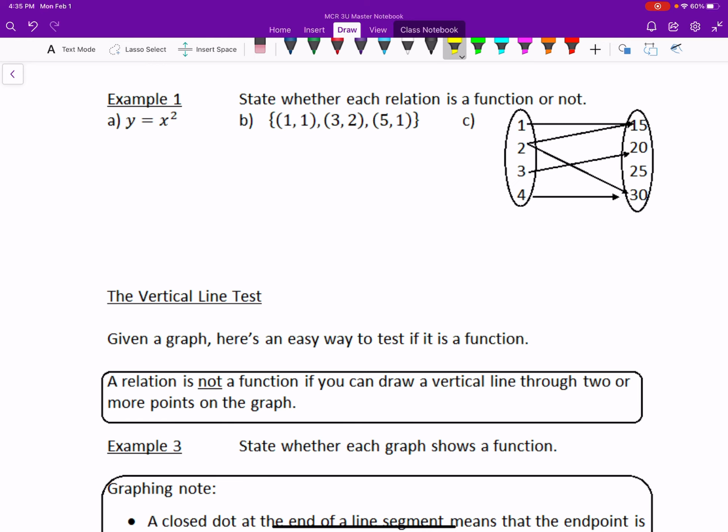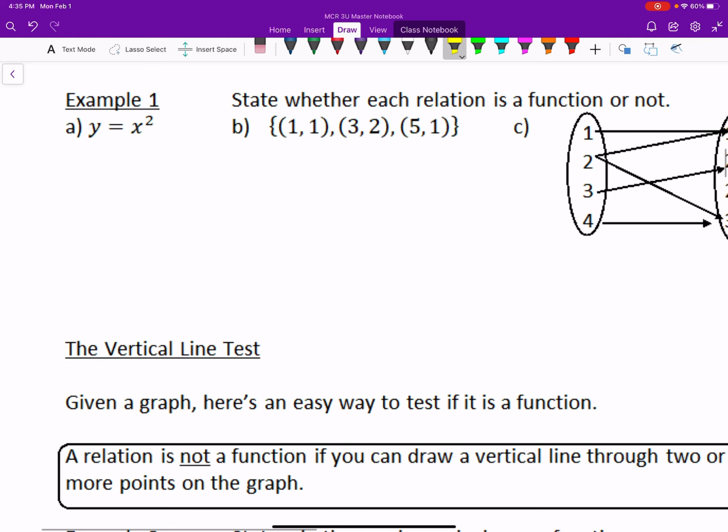State whether each relation is a function or not. Let's start with B. That'll be the easiest one because when they're listed, it's pretty clear. So for 1, when x is 1, y is 1. I don't see any other x's listed here. I don't see 1 as an x anywhere else. I got 3 and I got 5. So since there's no replication of the x values, each x value, 1, 3, and 5, has got its own y value, and that would be a function.